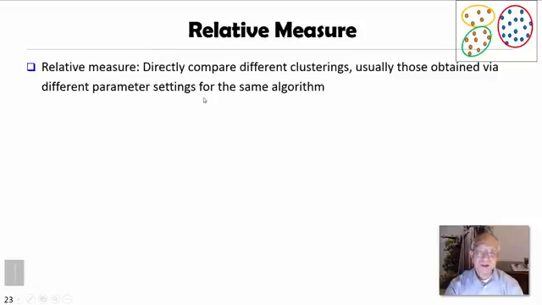The relative measure is trying to directly compare different clusterings, especially those obtained using the same algorithm but with different parameter settings. For example, if we all use k-means to cluster a group of things, in that case we want to measure, for different cluster instantiations, which one gives you the best clustering, or, for k from 1 to a certain number, which k gives you the best clustering. In that case, we will measure this using a relative measure.